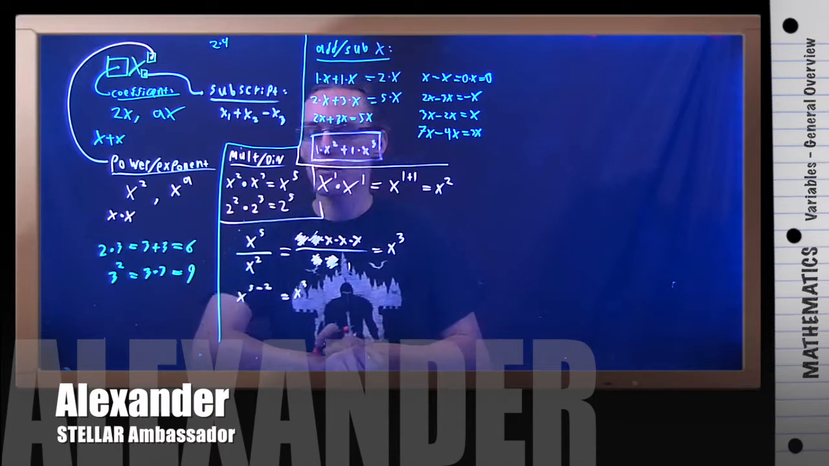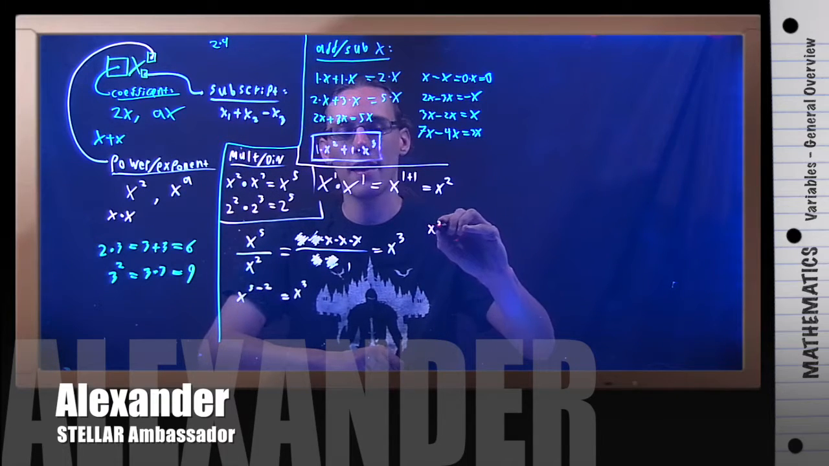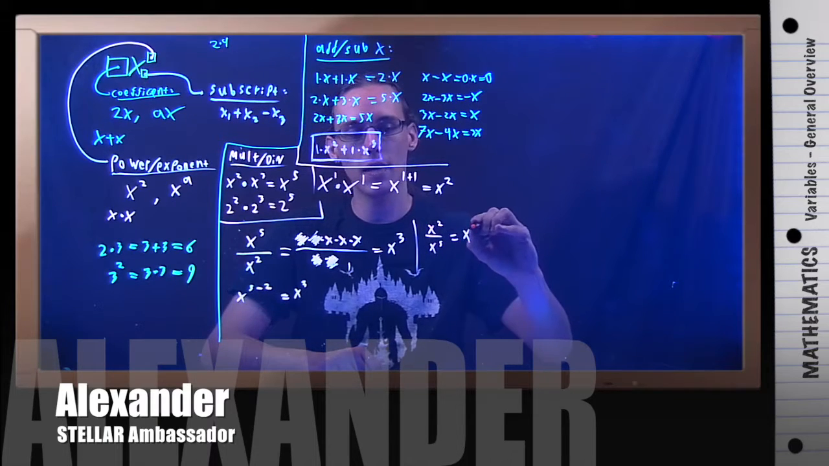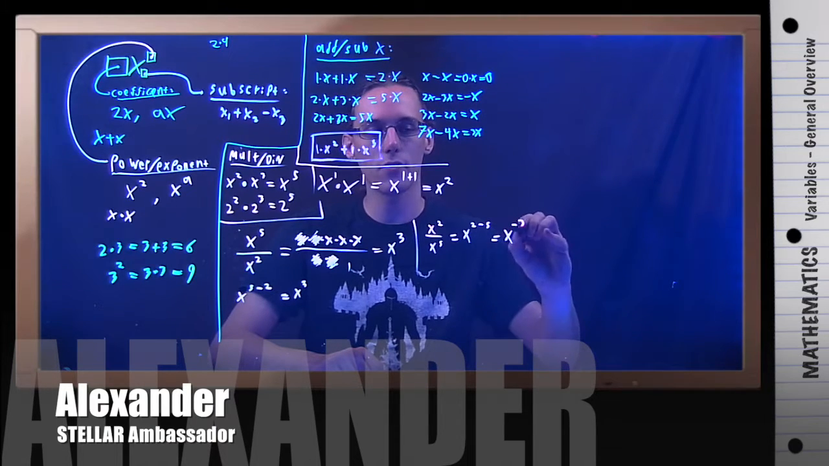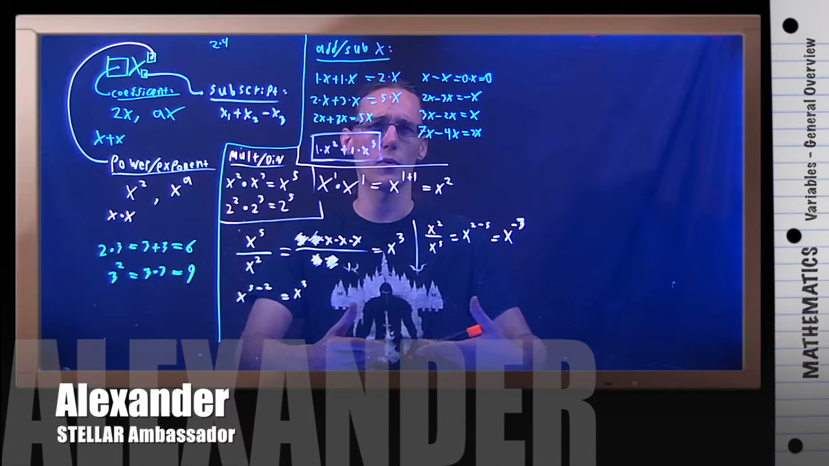Now, of course, what if you have a smaller variable on top? No problem. x squared over x to the 5th. That's still going to be x to the 2 minus 5, which is x to the, well, 2 minus 5, that's negative 3. But what does that mean, to have a negative exponent?